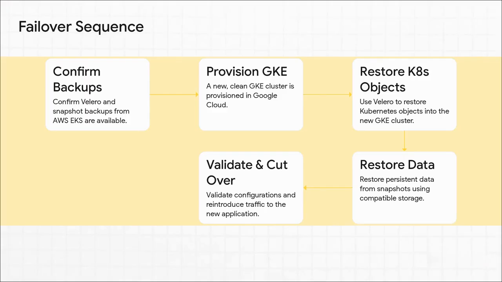Step 1, you confirm your backups are actually there and accessible. Then you spin up a brand new, clean cluster over in GCP. Next, Velero does its magic and restores the Kubernetes objects. That's our blueprint. After that, you restore the actual data from your snapshots into new persistent volumes. And finally, you validate everything and cut over your DNS. The order here is absolutely critical.